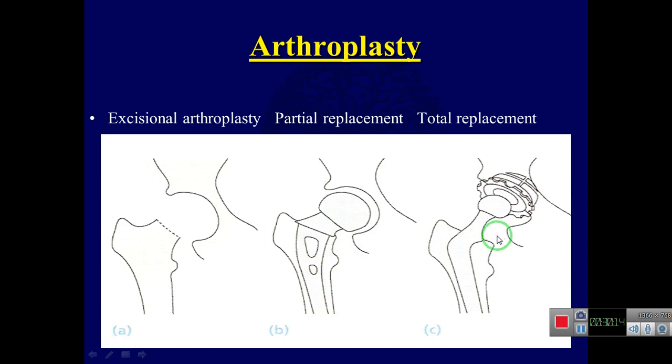Third is total replacement, when both articular surfaces are replaced, the head of the femur and also the acetabulum. This is the total hip arthroplasty.